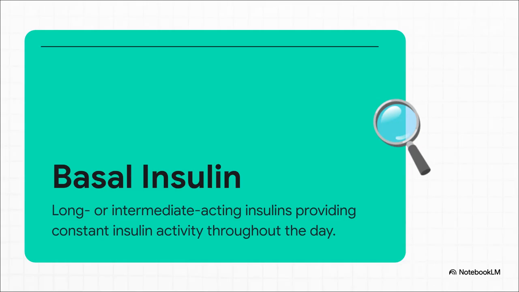Okay, so first up, we have what's called basal insulin. Now, if we're sticking with our recipe analogy, this is like the salt. It's always there, working in the background. It's a long-acting insulin that gives you this constant, low level of activity all day and all night, just to keep your blood sugar steady between meals.